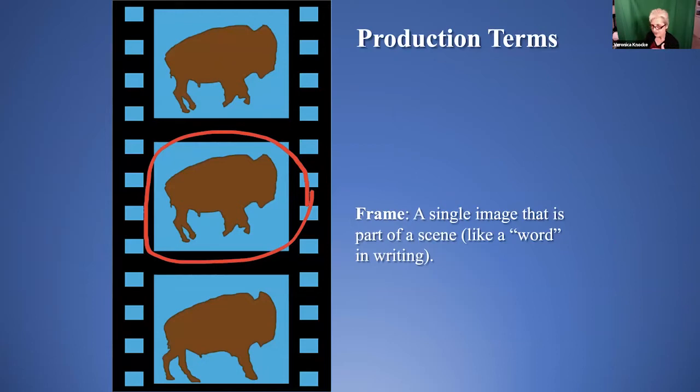Production terms. Now, these are terms that we've been using in class, and remember how to use them the right way. So when you're going and talking to people in the industry, you can sound really smart. So a frame is a single image that is part of a scene, like a word in writing.